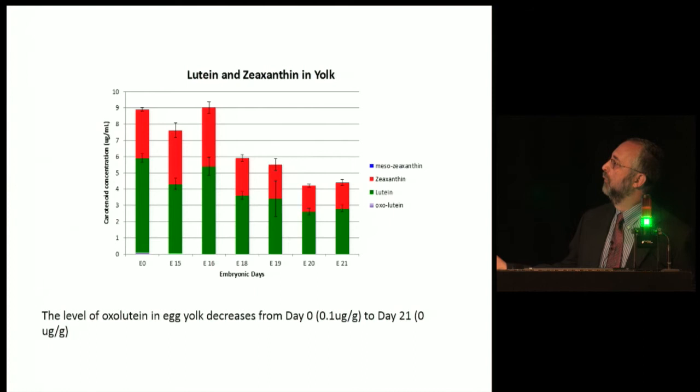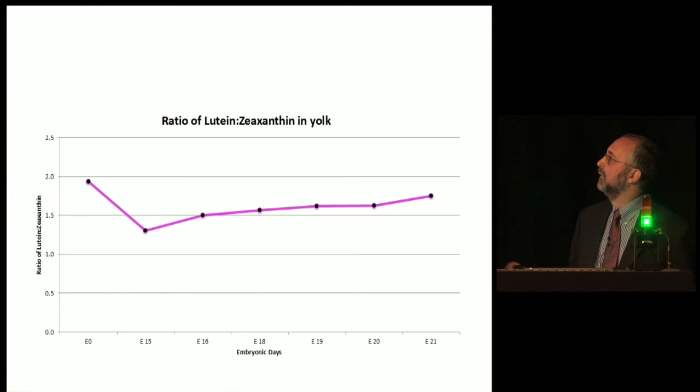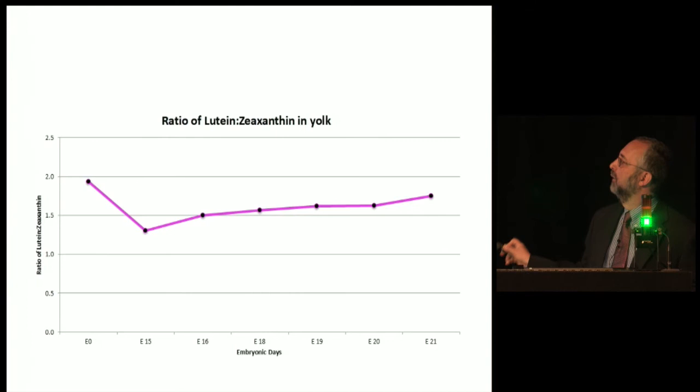But there is no meso-zeaxanthin being produced in the egg yolk. We feel quite confident in that. And you can see that the ratio of lutein to zeaxanthin in the yolk started out around baseline, around 2 to 1, and dropped a little bit at the later time points, to about 1.5 to 1. But the ratio is fairly stable throughout all of the time period of growth.